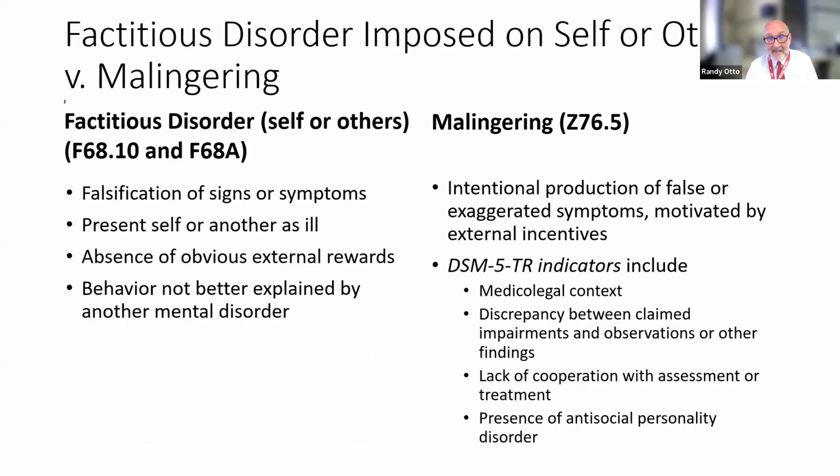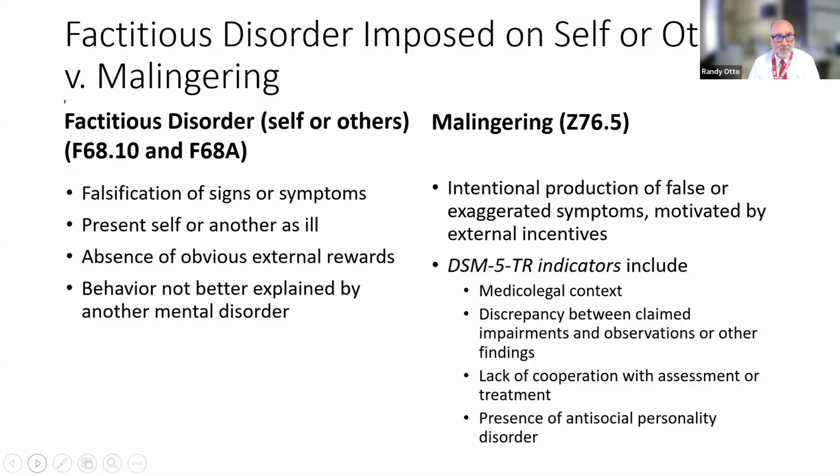Okay, so here we have the indicators for malingering on the right side of the screen, not the criteria, but the indicators for malingering following the definition. Malingering is defined in DSM-5 as it was in prior versions of the DSM, intentional production of false or exaggerated symptoms motivated by external incentives. And the indicators of malingering have remained consistent over multiple editions of the Diagnostic and Statistical Manual of Mental Disorders. They include presentation in what's called a medico-legal context, discrepancy between claimed impairments and observations or other findings, lack of cooperation with the assessment or treatment, and then finally presence of antisocial personality disorder.